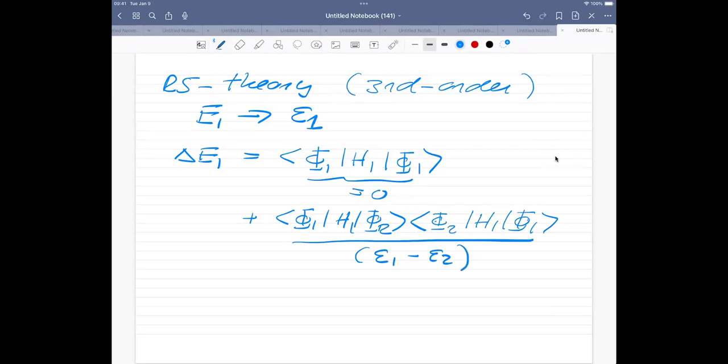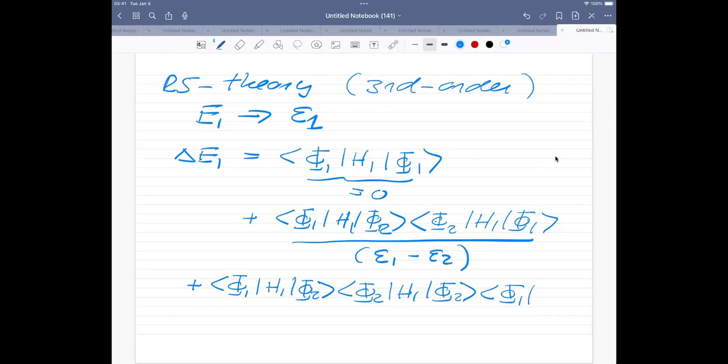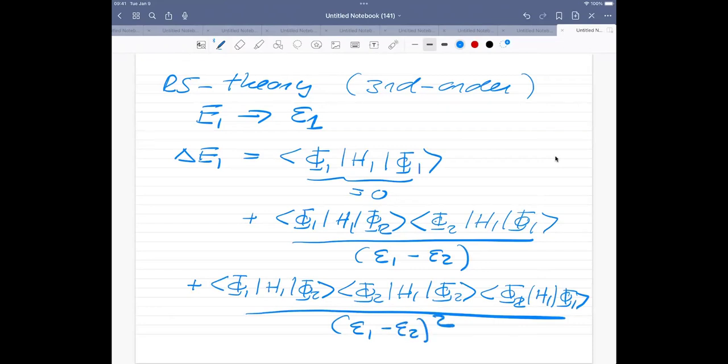Then I'm going to look at third order. So I'm going to get the first term here, which will have a phi 1 of HI phi 2. But then this first term, which we get, is going to look exactly the same as we had in Rayleigh-Schrödinger perturbation theory, and that is going to be 0. So this is phi 2 of HI of phi 1. And this is going to have a denominator, which is epsilon 1 minus epsilon 2 squared.